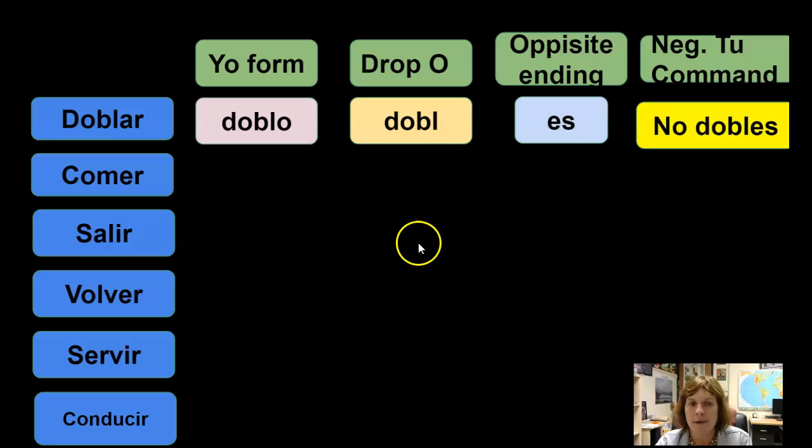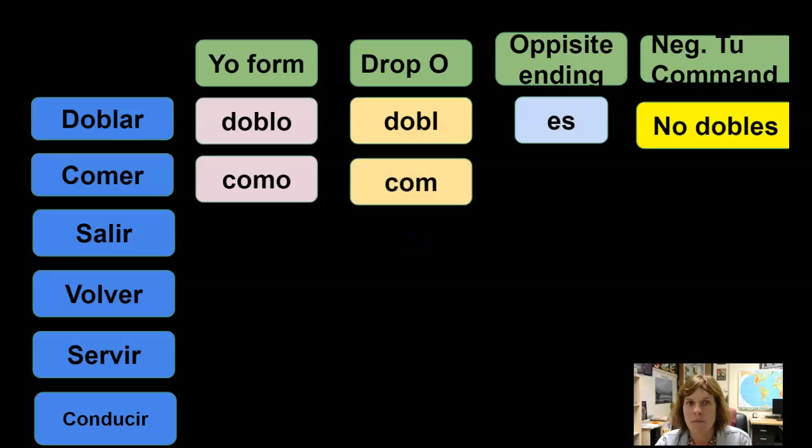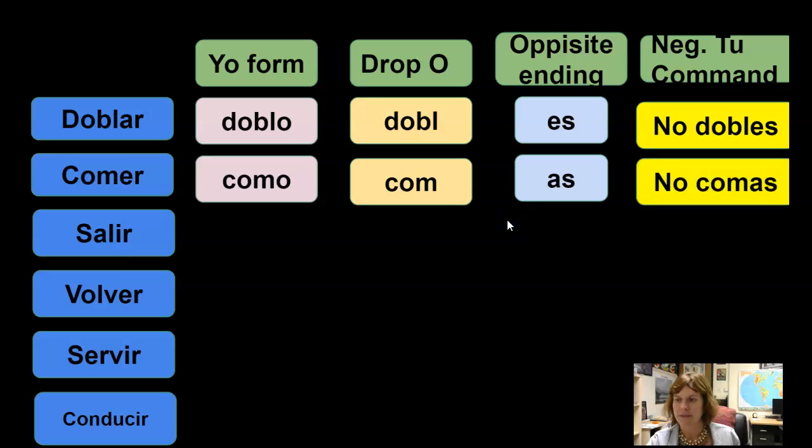So let's do comer. It would become como, com. The opposite ending of an ER tú ending would be AS. And so I guess I should clarify too, it does get the opposite ending of the tú form, okay? So the tú singular form. And then that would become no comas.